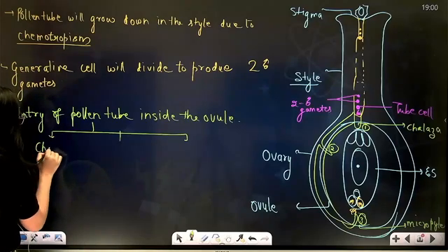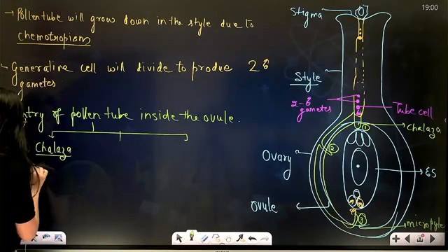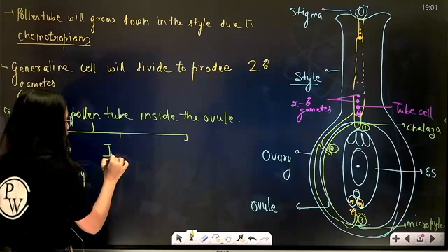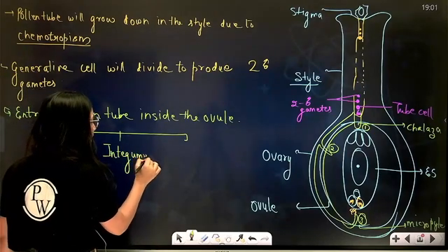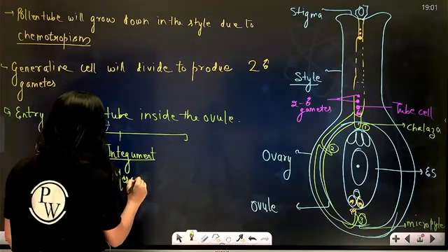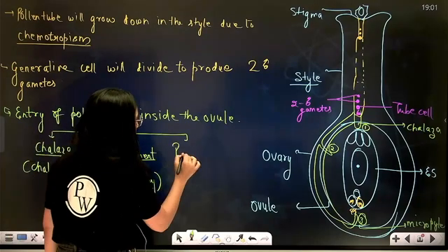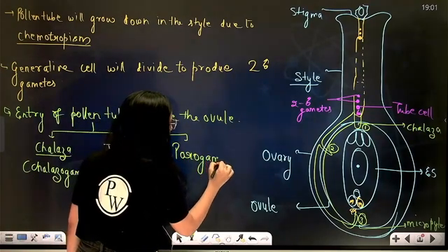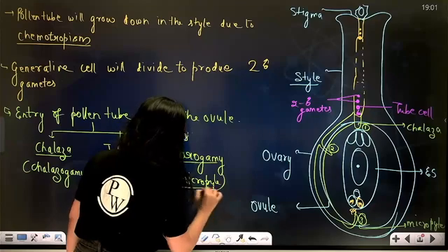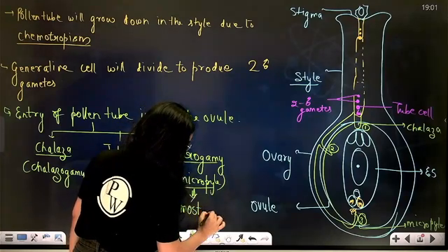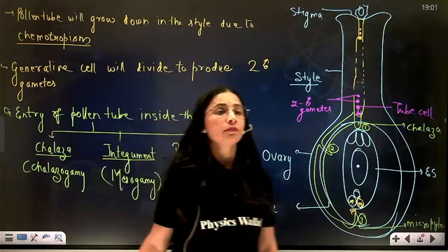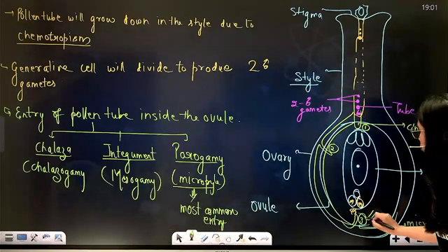Number one is chalaza, which is known as chalazogamy. So A is known as chalazogamy. B is through integuments. If the pollen tube enters through integument, then that is known as mesogamy. And the third is porogamy. Porogamy means, beta, entry through the micropyle. This is the most common entry. This third is most common.